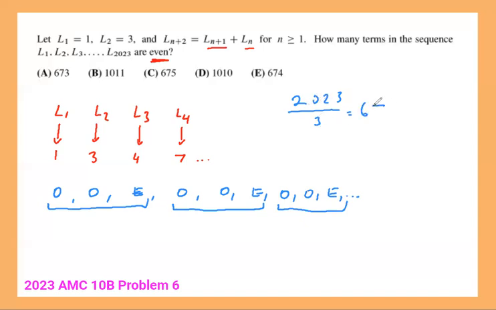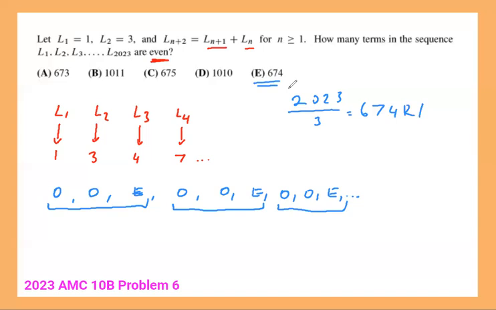3 goes into 20 six times, that's 18, then into 22 seven times, 21, then into 3 once, and you get a remainder of 1. That means this pattern will continue 674 times, and then there will be one more term after. So 674 times these three terms, where only one of them is even, means 674 of those will be even. But the one more number, the 2023rd term, starts the pattern with an odd number, which is not even. So our answer is still 674.